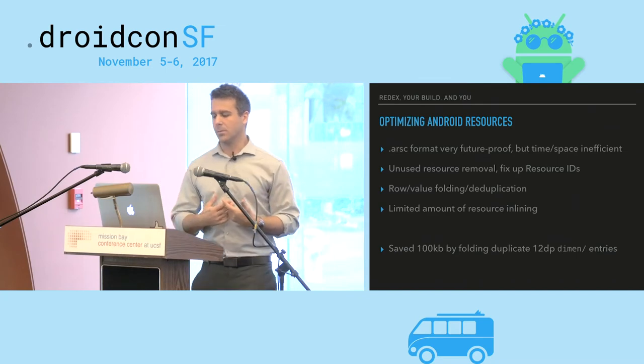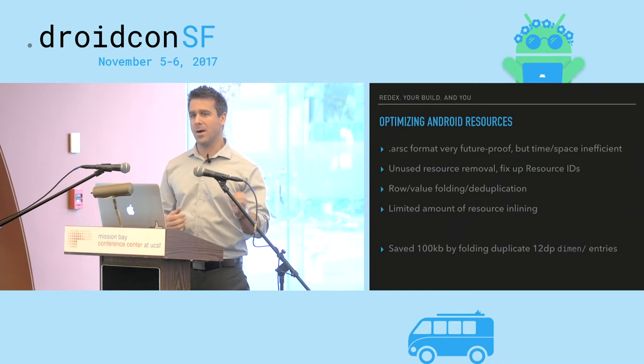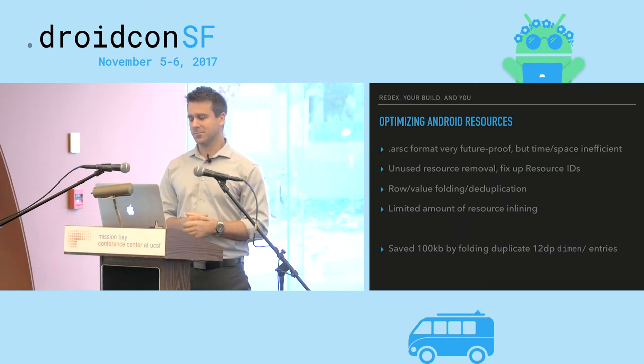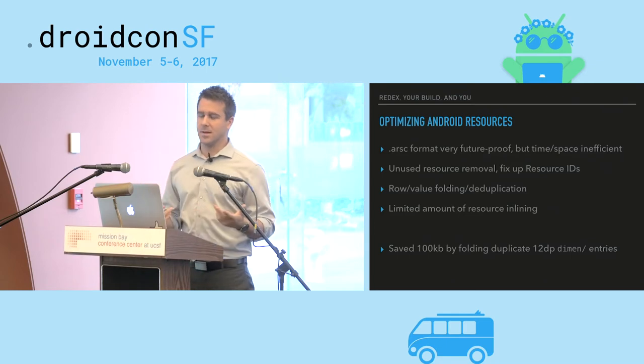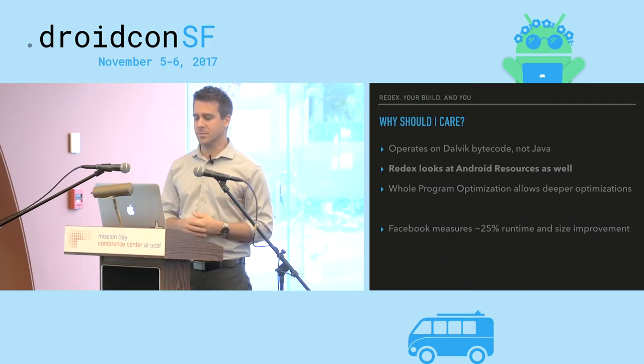Using the row value deduplication, we saved about 100 kilobytes out of the app just by 12DP. It's enormous. So that's another one of the major advantages of Redex over ProGuard and various other optimization schemes.